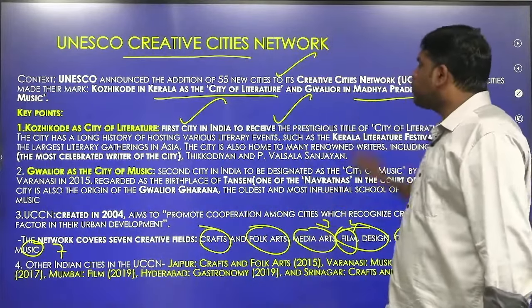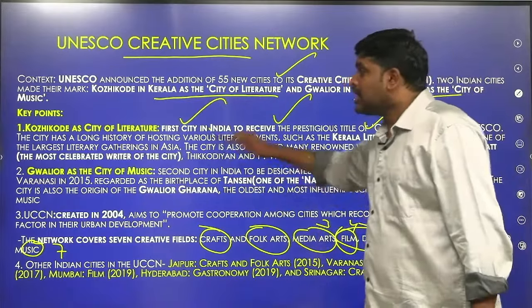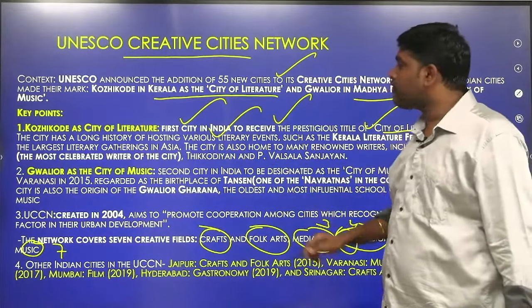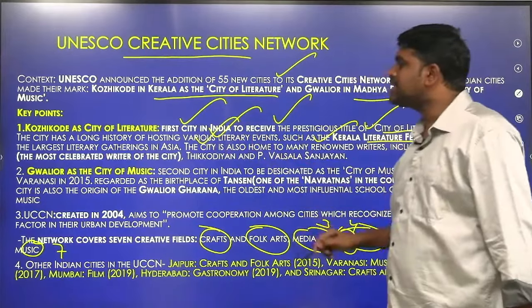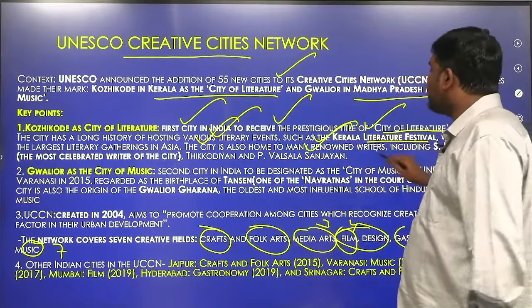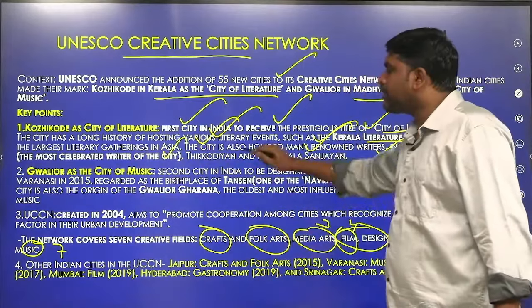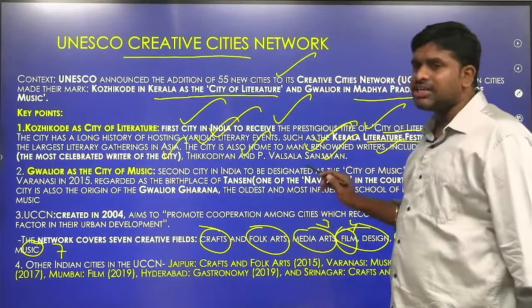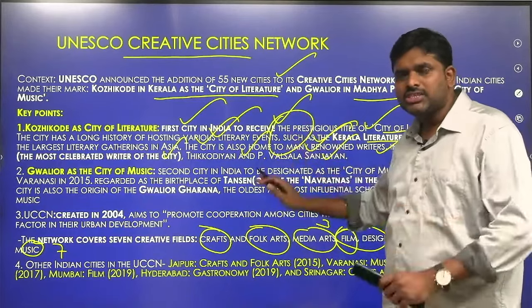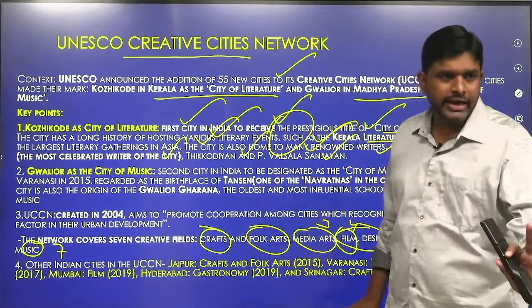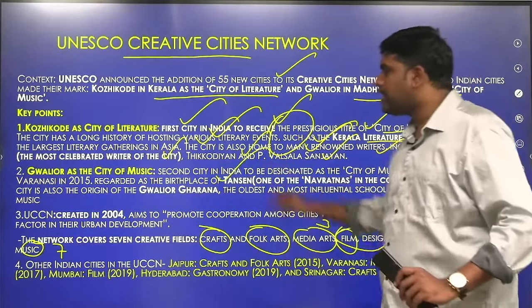First city in India to receive the prestigious title of City of Literature by UNESCO. The city has a long history of literature, and hosts the Kerala Literature Festival, one of the largest literary gatherings in Asia. The city is also home to many renowned writers like Pottekkatt, the most celebrated writer of the city, Thikkodiyan, Vallasala Sanjayan. Because of their writing, because of their literature, this is the first literature city in India. Which one? Kozhikode. Next is Gwalior.